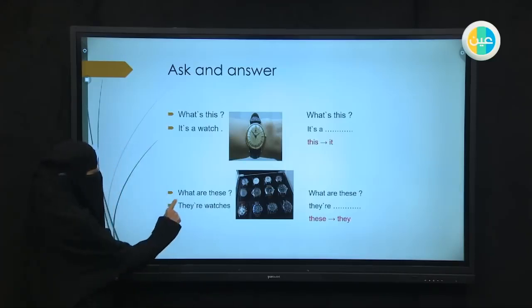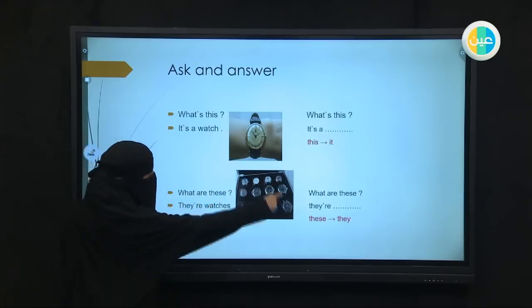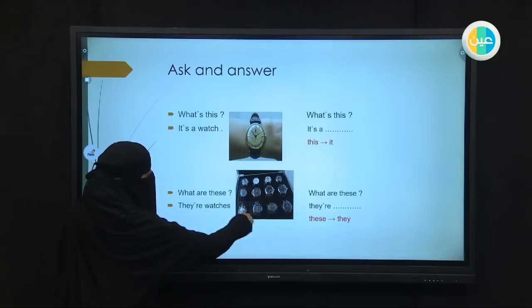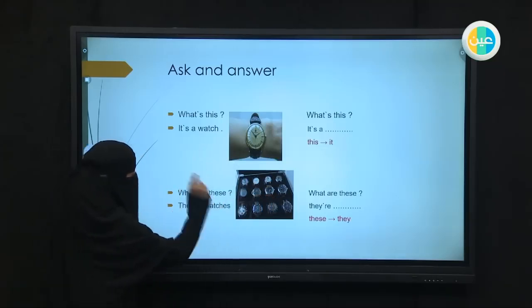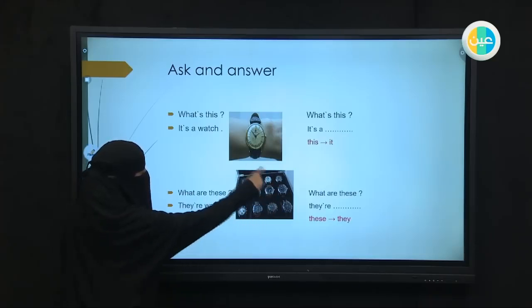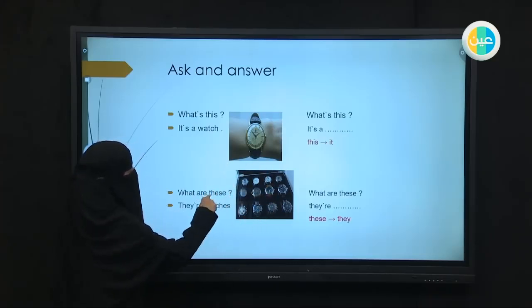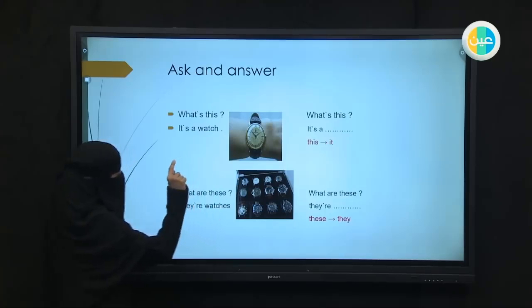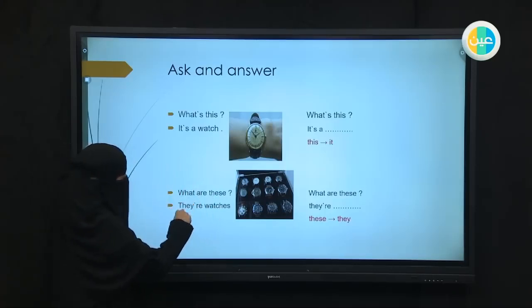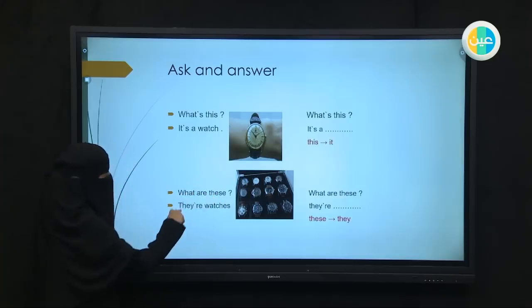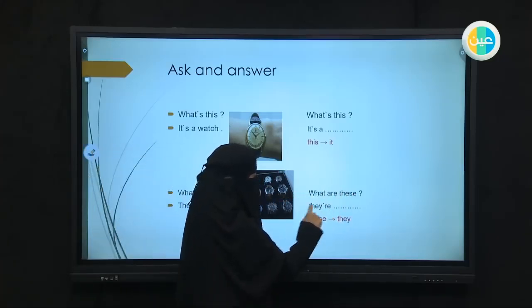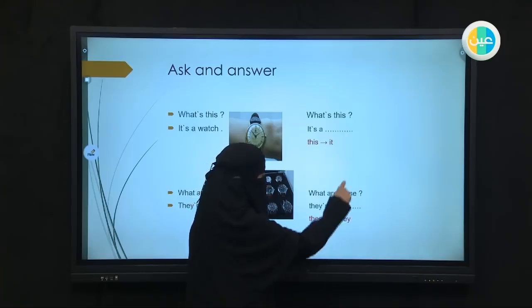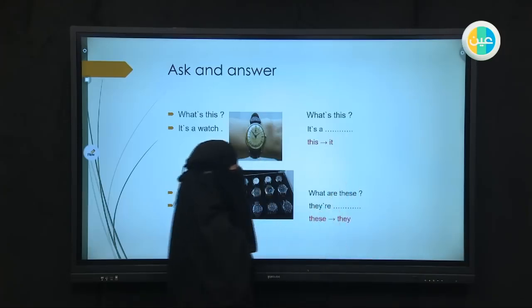Perfect. What are these? What do you see in the picture? What are these? Many watches. So you answer, they're watches. If I want to ask about things, not just one thing, I use the question, what are these? When I want to answer, I have to use they to agree with these. They're watches. So what are these? They're. These in the question, they in the answer.